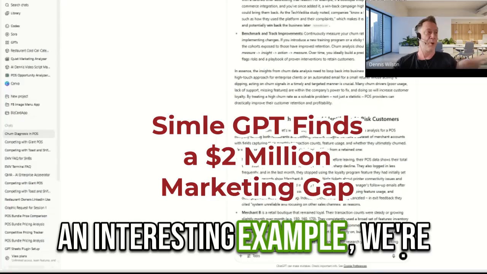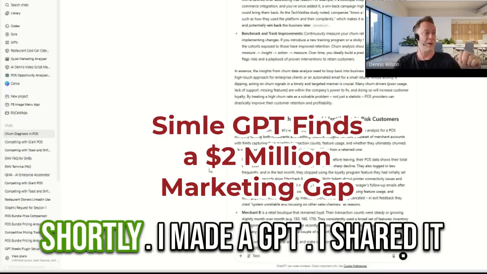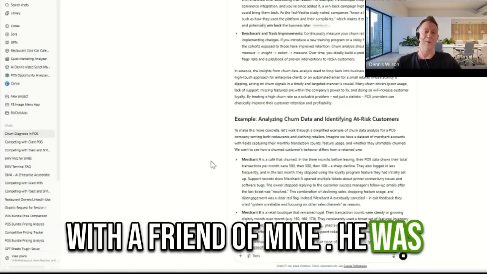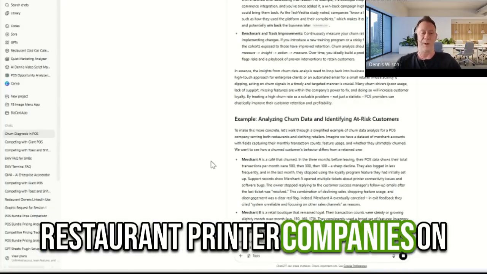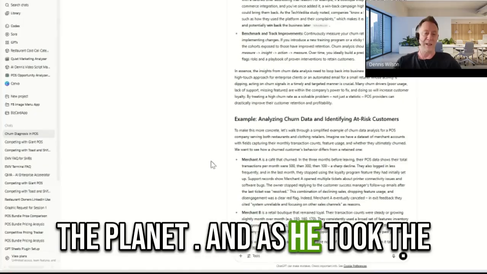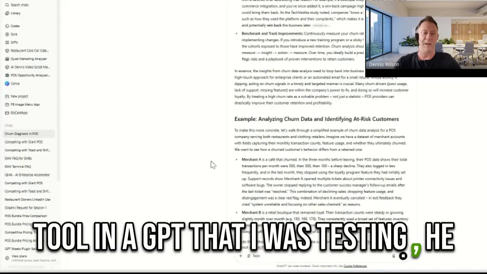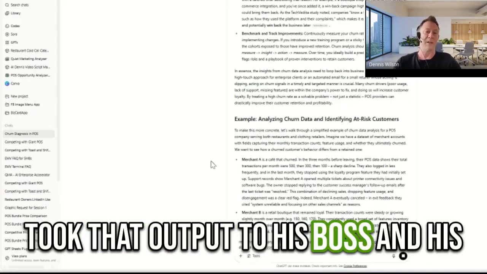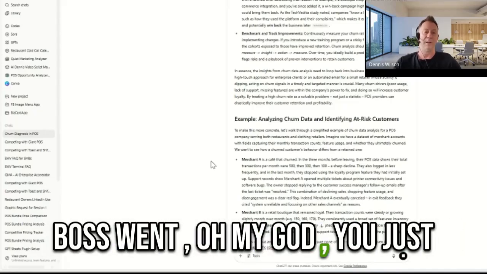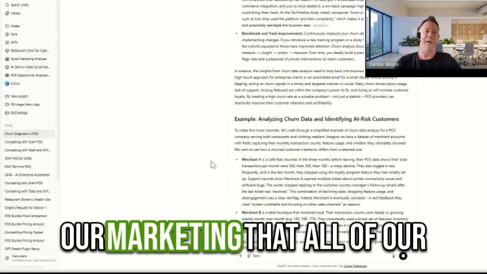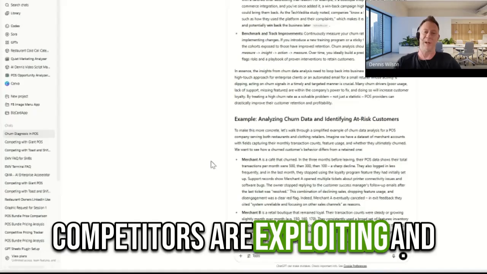An interesting example, we're going to get into something called GPTs shortly. I made a GPT. I shared it with a friend of mine. He was working at one of the biggest restaurant printer companies on the planet. And as he took the output that I had created on a cool tool in a GPT that I was testing, he took that output to his boss, and his boss went, oh my God, you just found a multi-million-dollar gap in our marketing that all of our competitors are exploiting and we've missed.